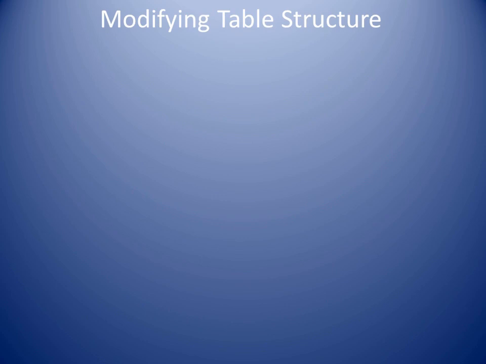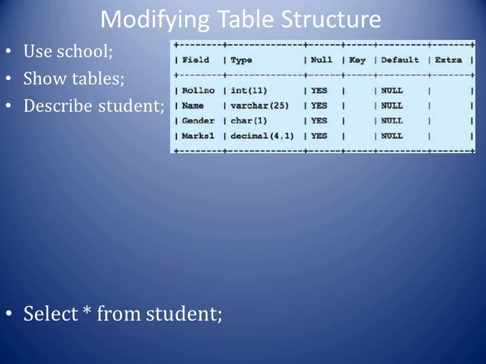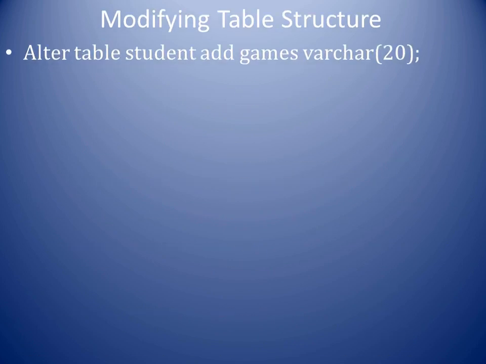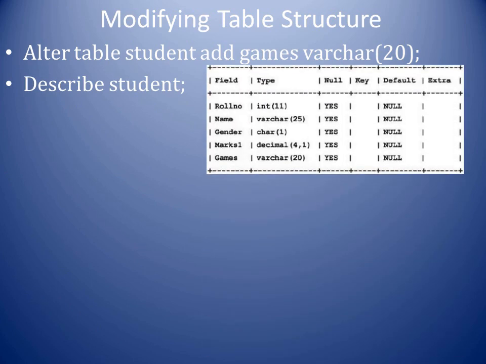First is modify or alter the table structure. We will be working on the same table student of database school. The screen in front of you displays the existing structure and data of the student table. Now we are going to add a column games of string data type. The command is on the screen. Now check the structure and data by using suitable commands.